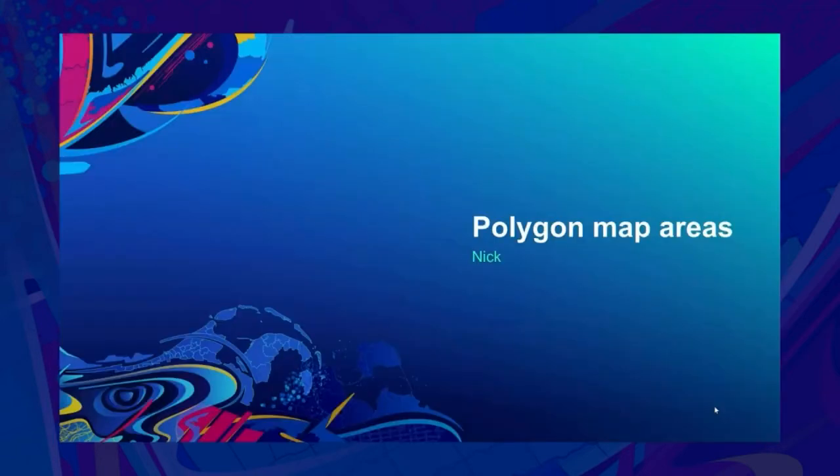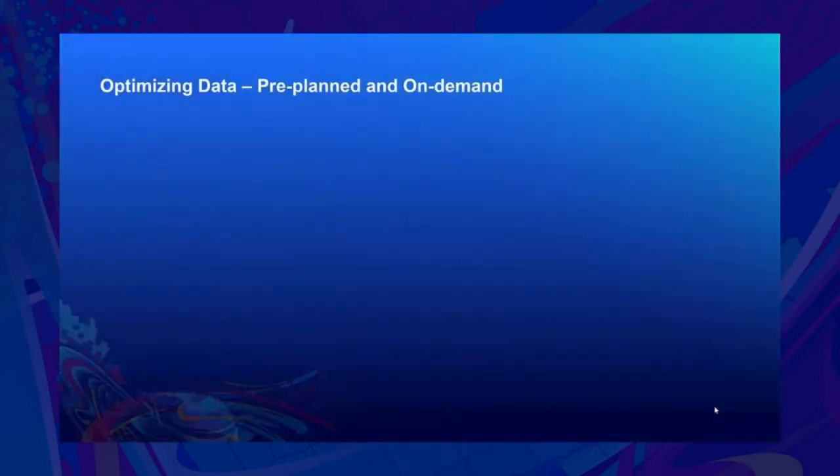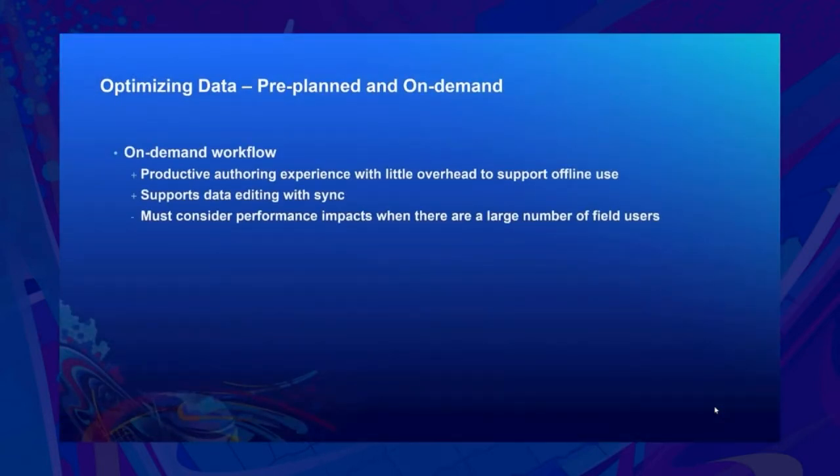Thanks, Nick. That was a quick look at polygon map areas as an optimization strategy. I'm going to have a look now at the two main workflows for our offline map work within Runtime. And these both have strengths and weaknesses when we talk about optimizing our data.